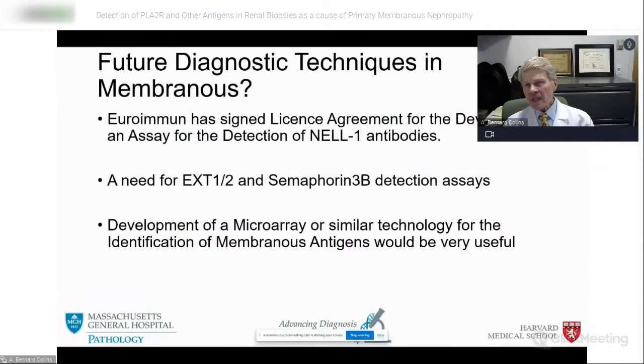And future diagnostic techniques for membranous. Euroimmun has said that they have signed a license agreement for the development of an assay for the detection of Nell-1 antibodies. There's a need, of course, for exostosin 1, 2, and semaphorin 3B assays for detection. And also, hopefully there might be a possibility of a development of a microarray or similar technology for the identification of the membranous antigen, which would be very useful, so you could simply screen for a number of antigens using the microarray technology.